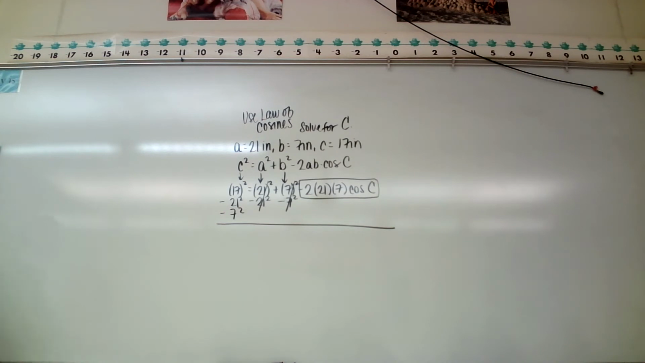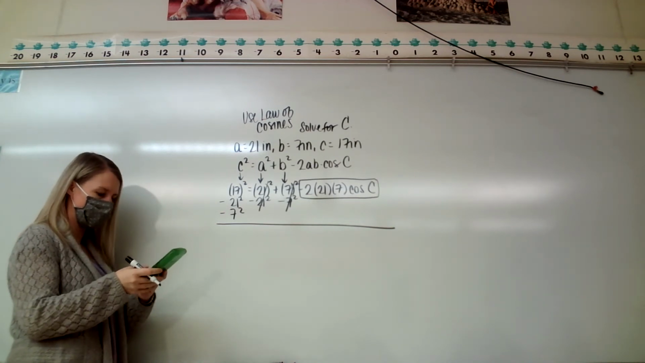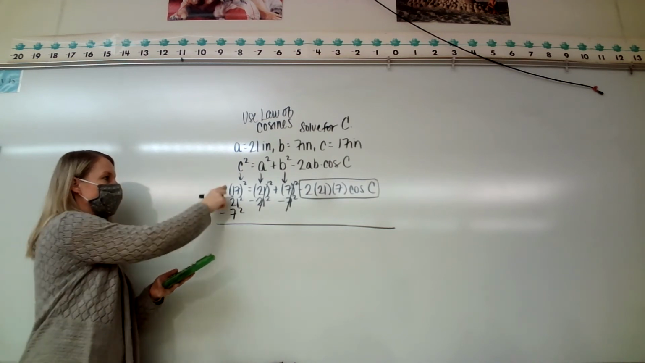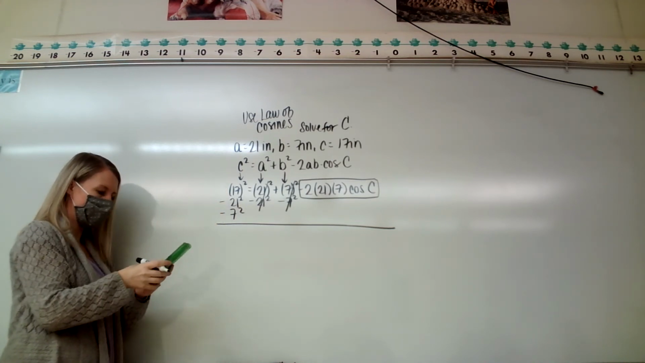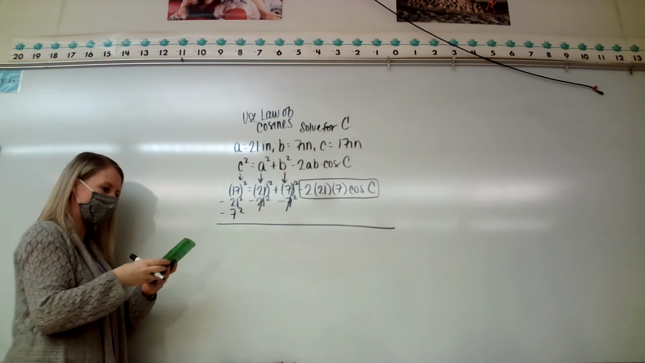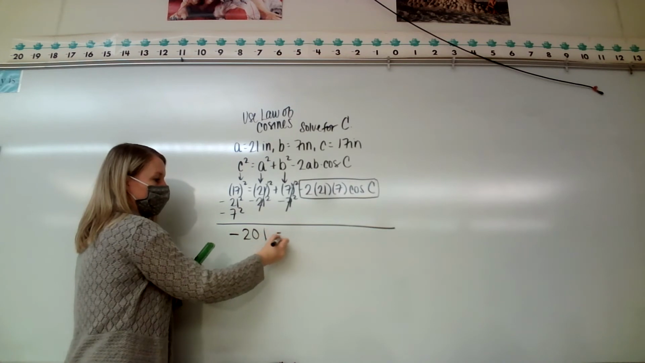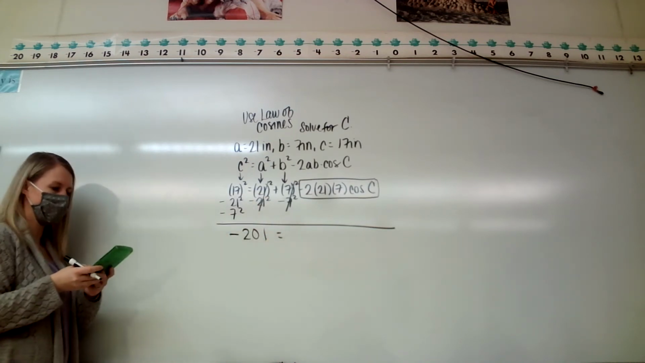And then I grab my calculator. Once again, you can find the values first if you want, but I just like to do it all at once. So in my calculator, I just do 17 squared minus 21 squared minus 7 squared. And that gives me negative 201. Okay, so that's bad.